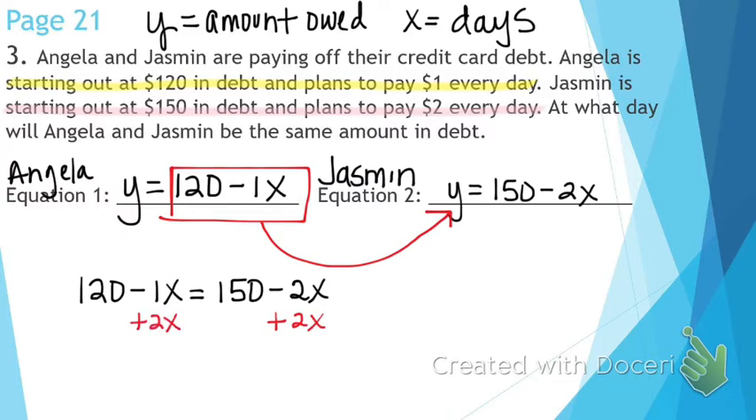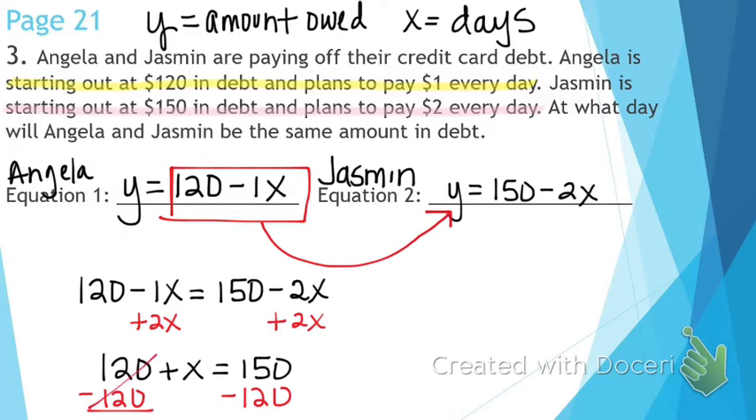And that gives me 120 equals, so we got 120 plus x equals 150. So what do you think I have to do to solve this for x? Subtract 120, yep. So let's go ahead and subtract 120 from both sides. So x equals 30.